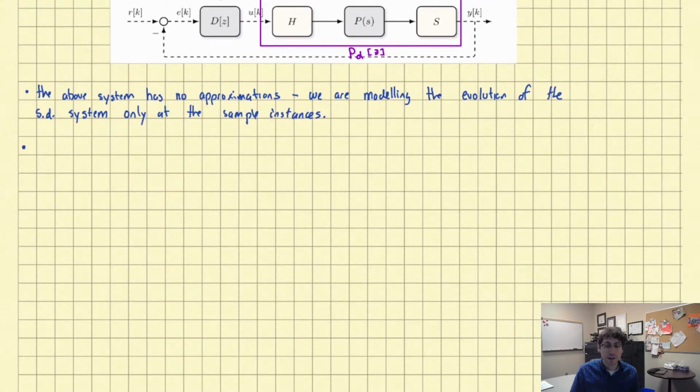And so the natural question is, if we're only looking at the behavior at the sample points, can we be sure that the continuous time plant, which is at the end of the day the thing you're controlling, can we be sure that just looking at the sample instances, things are working out as expected? So can we, for example, deduce say stability of the closed loop system? Sample data system.